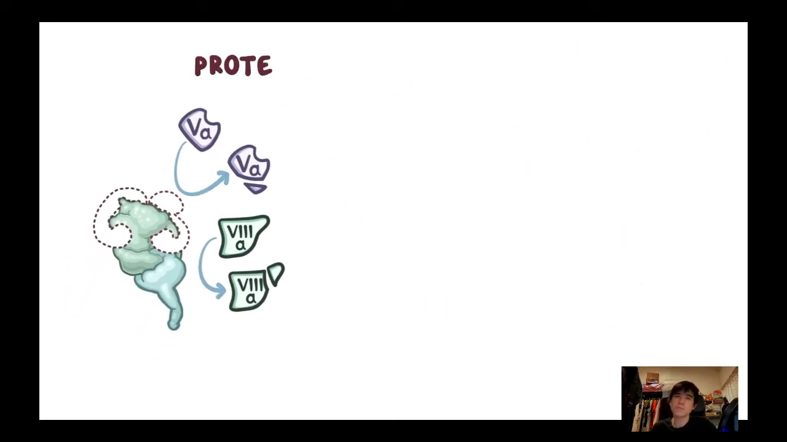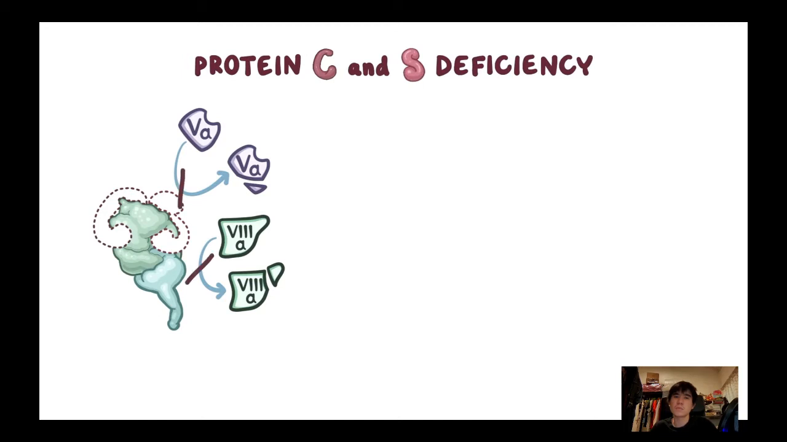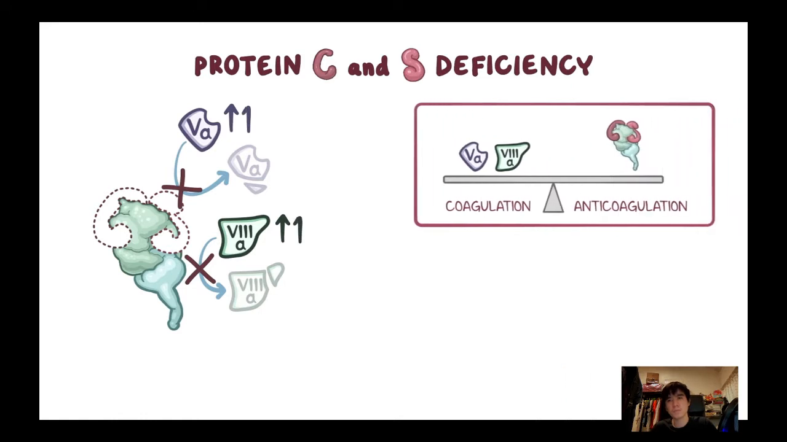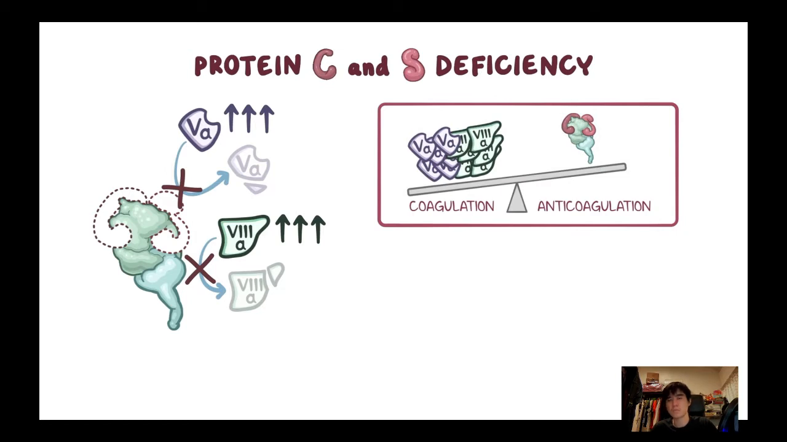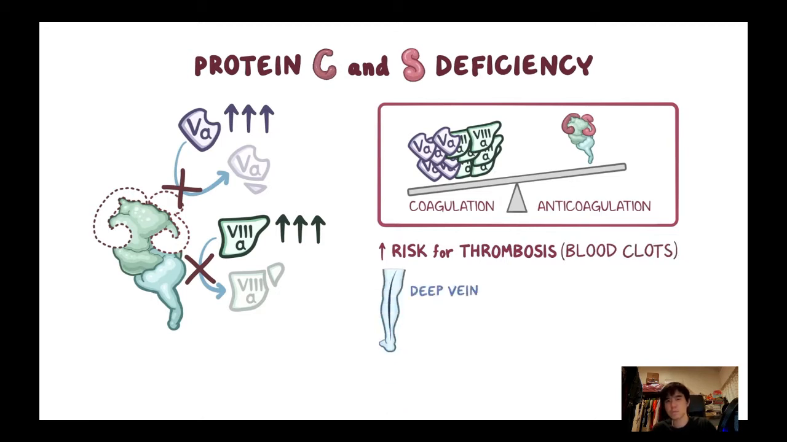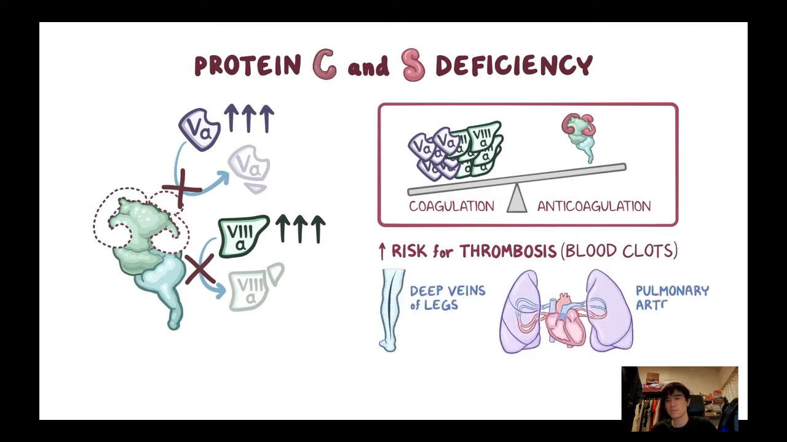So, in people with protein C and S deficiency, the thrombin thrombomodulin complex can't cleave and inactivate factors 5 and 8. This increases circulating factor 5 and factor 8 levels and tips the scale toward coagulation, putting them at increased risk for thrombosis or developing blood clots. This usually occurs in the deep veins of the legs or in the pulmonary arteries that carry deoxygenated blood from the heart to the lungs.